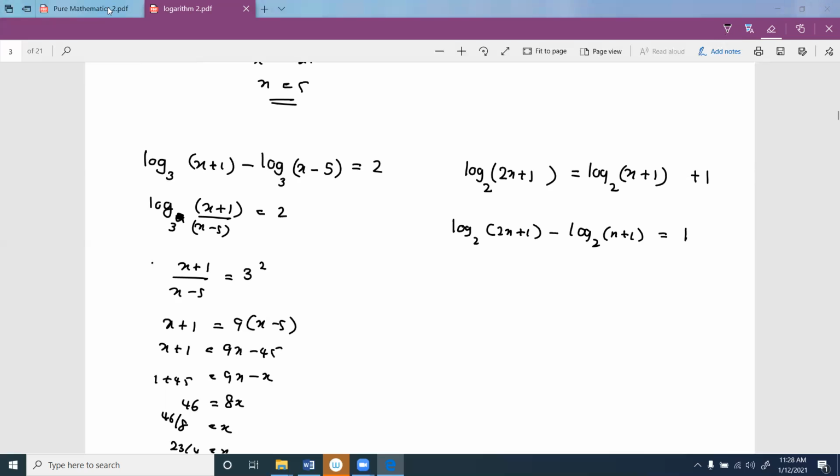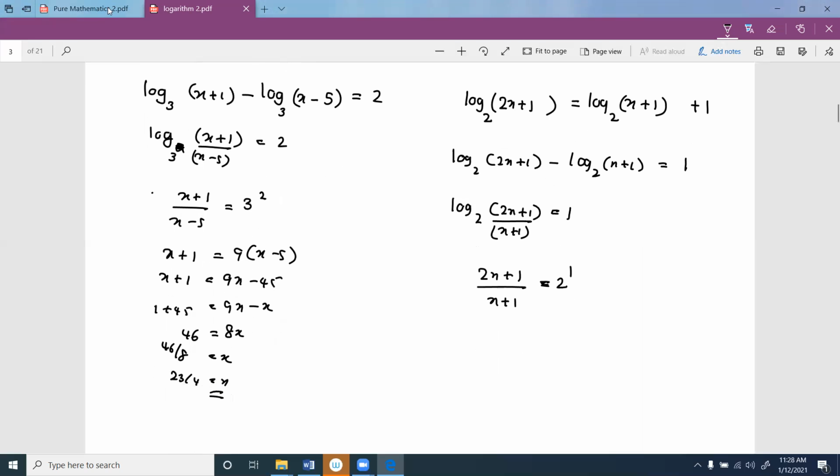Right. Then you can write it this way. This subtraction you can write as log 2 of 2x plus 1 over x plus 1 equals 1. Then you can write 2x plus 1 over x plus 1 equals 2 to the power 1. Then you can say, I'll just make it as 2. Other than that, you don't get a good answer. So this is not 1, I have to take it as something else.